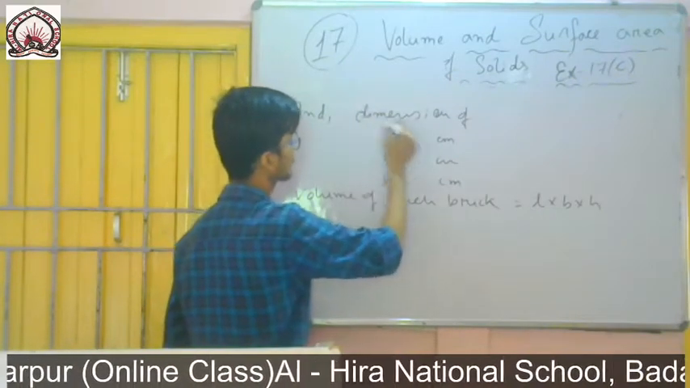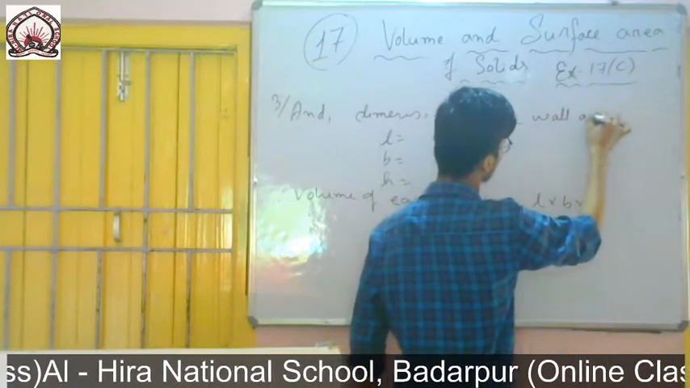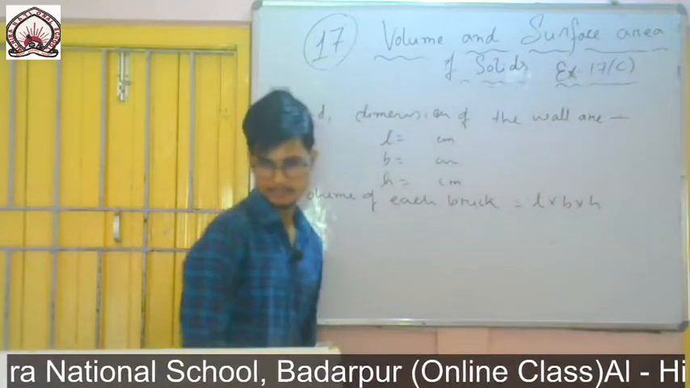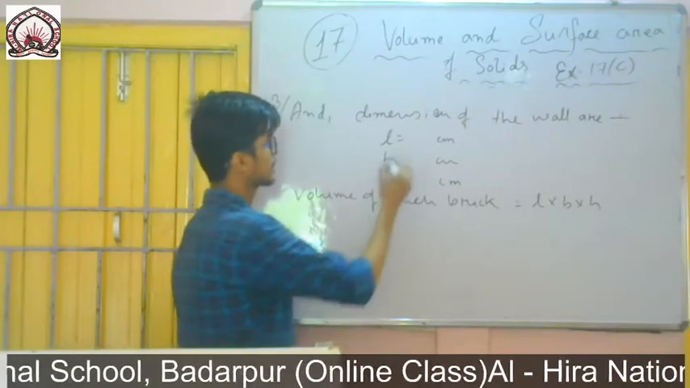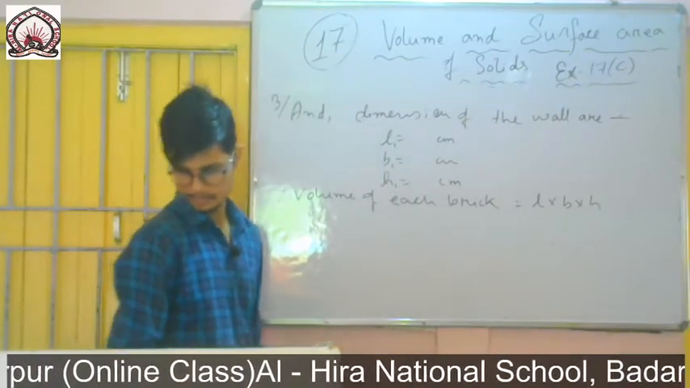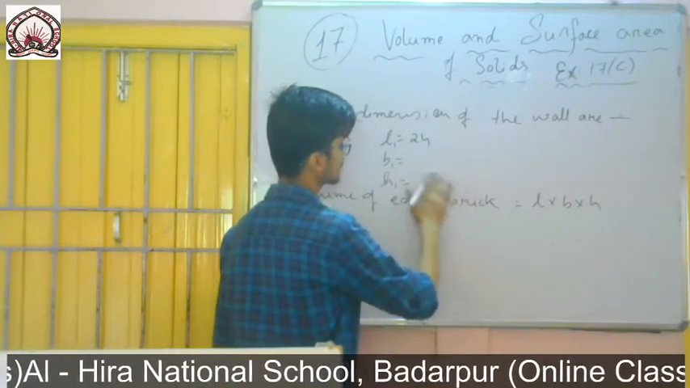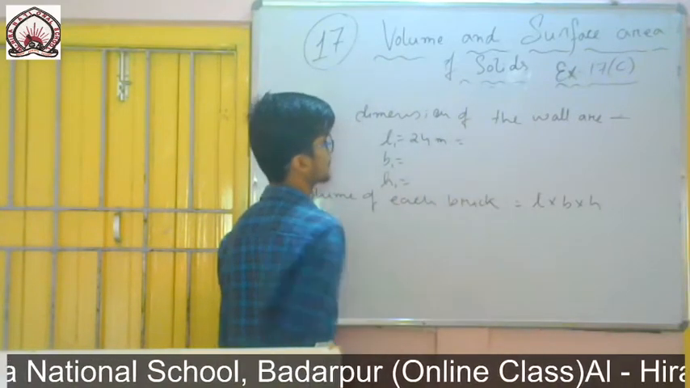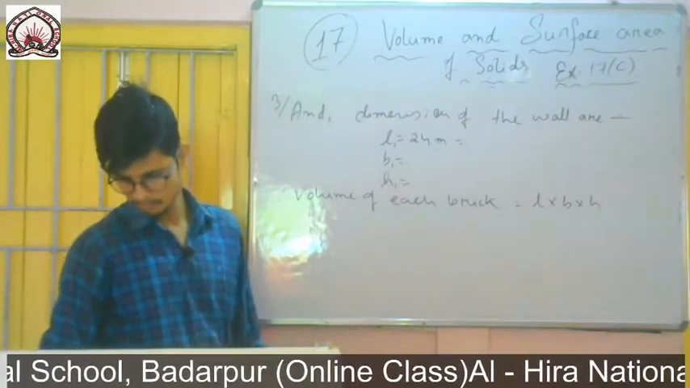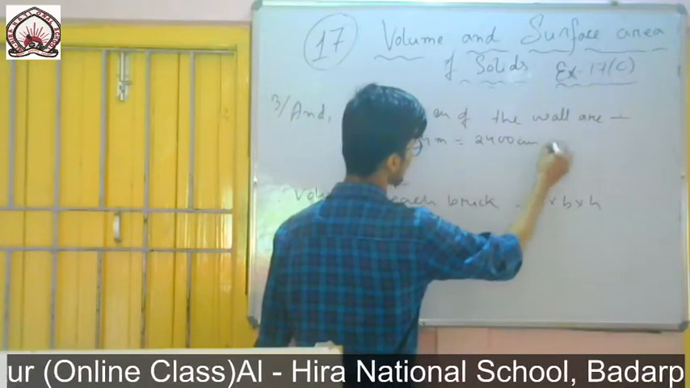Dimension of the wall. Length is given, so here you change it. Length L1, you write B1 H1. So L1 is given 24 meter. You see it is different, 24 meter. That means I have to convert it into centimeter. So it is 24 meters, so I will convert it into centimeter. It will be 2400 cm.